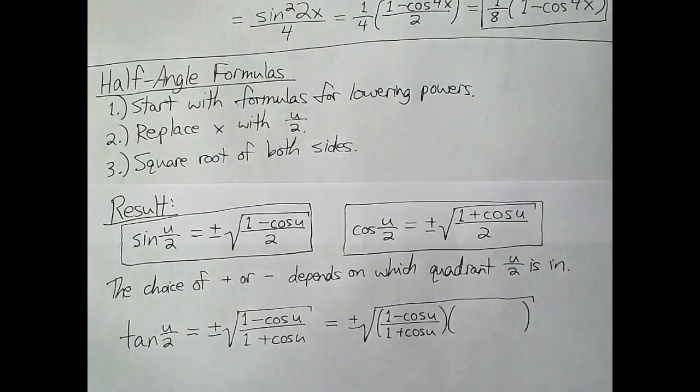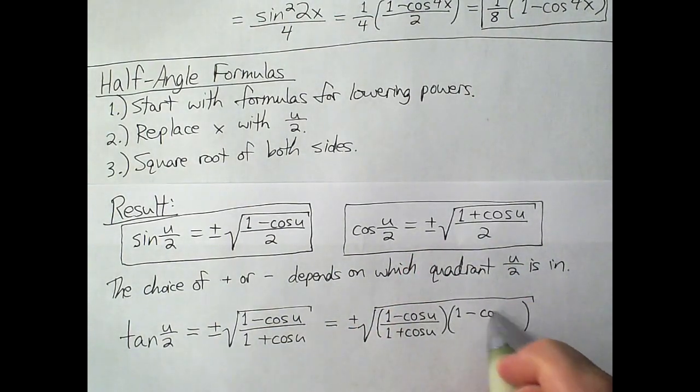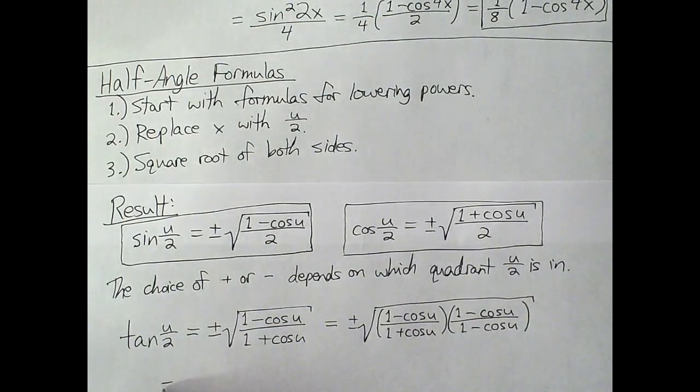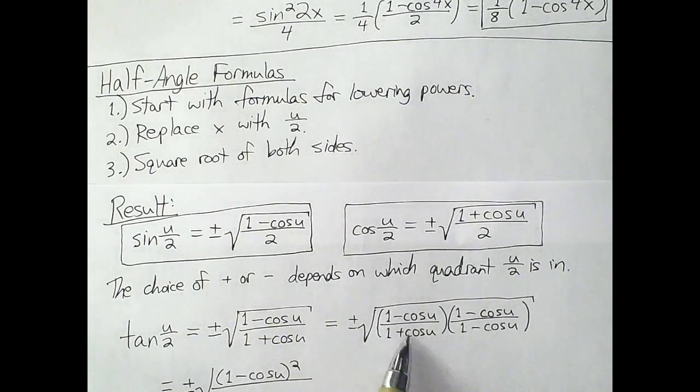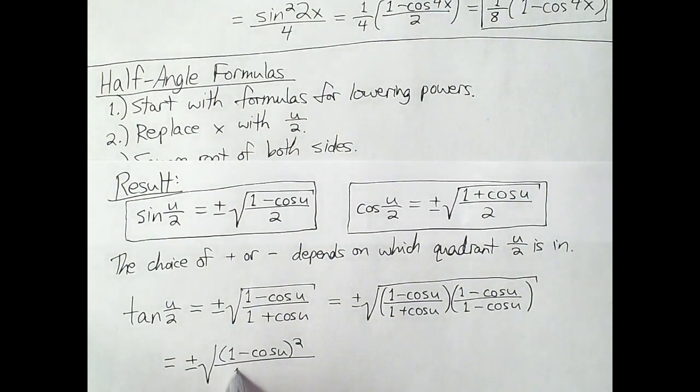This is something that you usually wouldn't think to do, but sometimes proofs in math use clever little tricks like this. We're going to multiply by 1 minus cosine u over 1 minus cosine u. Normally we don't do that, but let's see what happens. The numerator becomes 1 minus cosine u squared, and the denominator, after you expand it out and cross out the parts that cancel, you get 1 minus cosine squared u.